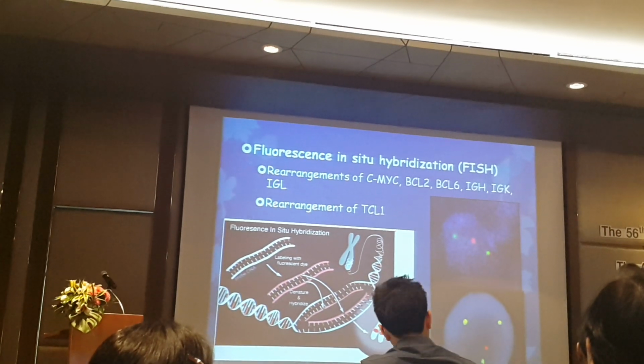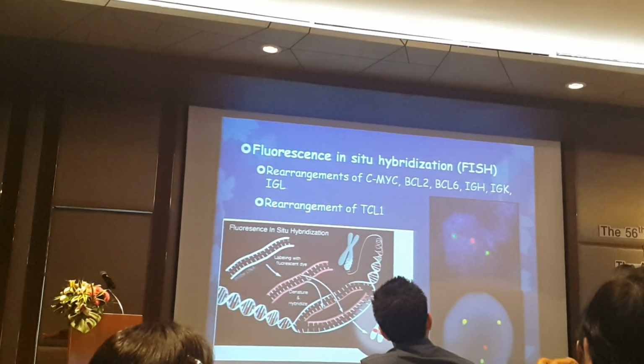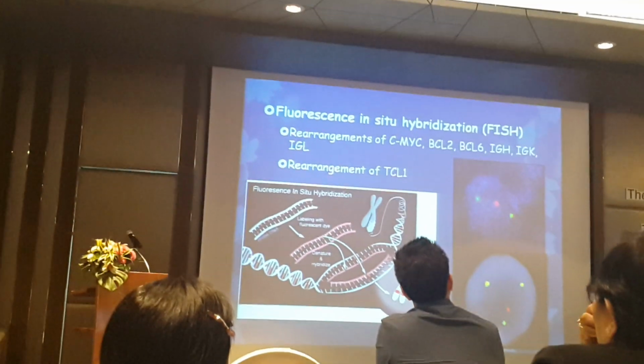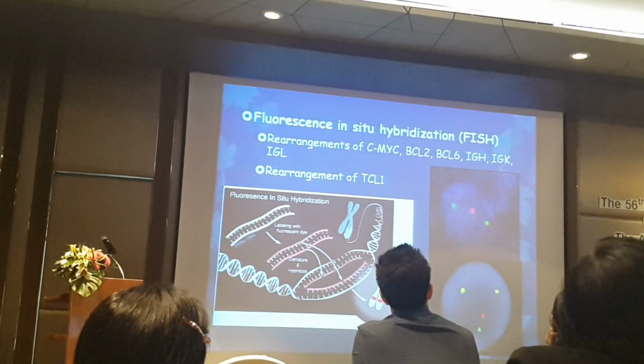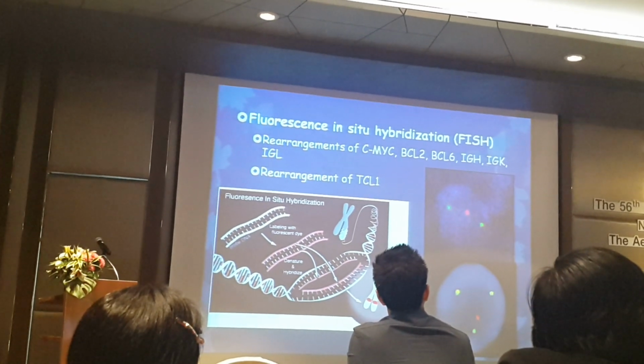Or you can use a dual fusion probe. Here, the idea is that you must know which are the translocation partners. So one gene is colored red, one gene is colored green. Normally, the red and green are separate because they are on two different chromosomes.